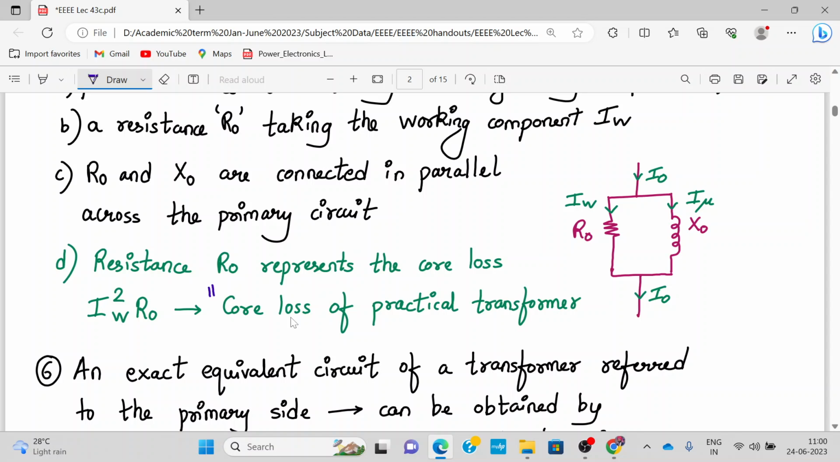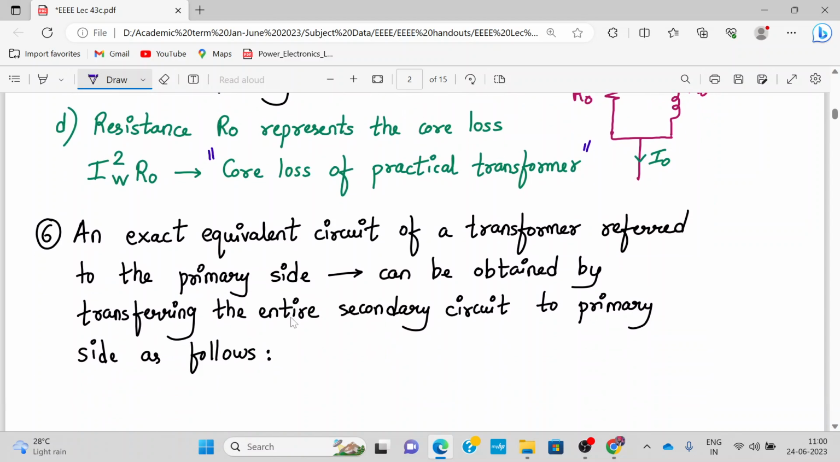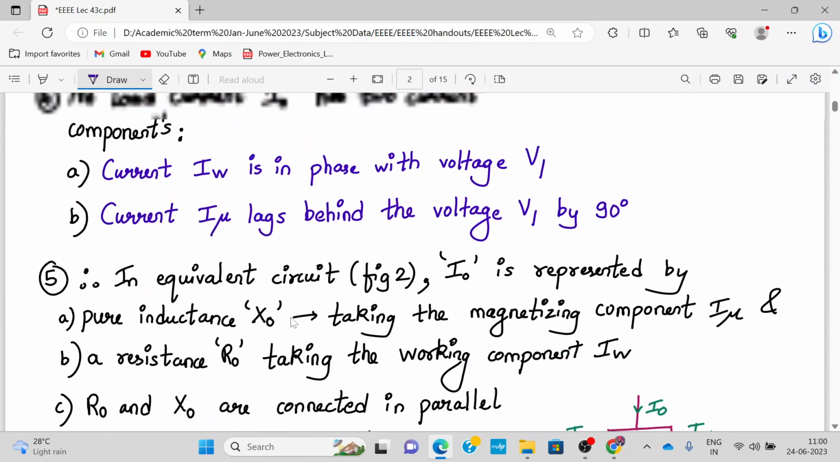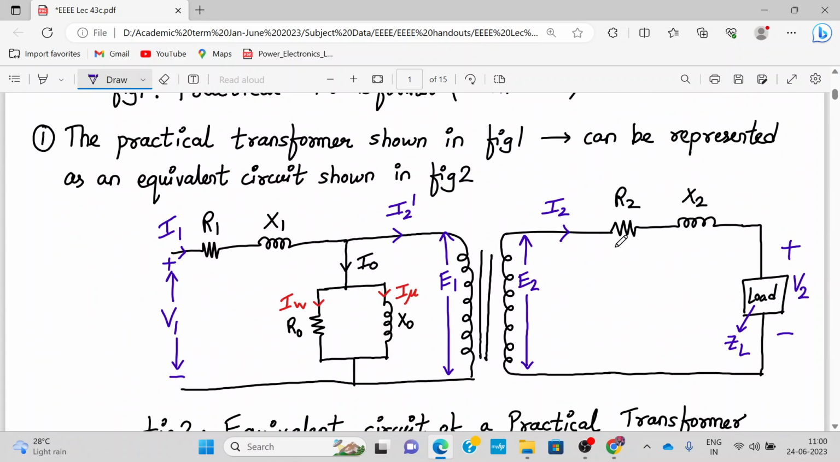Just remember it. Okay. Now, if I want to draw an exact equivalent circuit of a transformer referred to the primary side, that can be obtained by transferring the entire secondary circuit to the primary side. Alright. So what we want to do is as follows. We want to transform R2 and X2 into primary side. Okay, so we'll be shifting the parameters of the secondary to the primary.